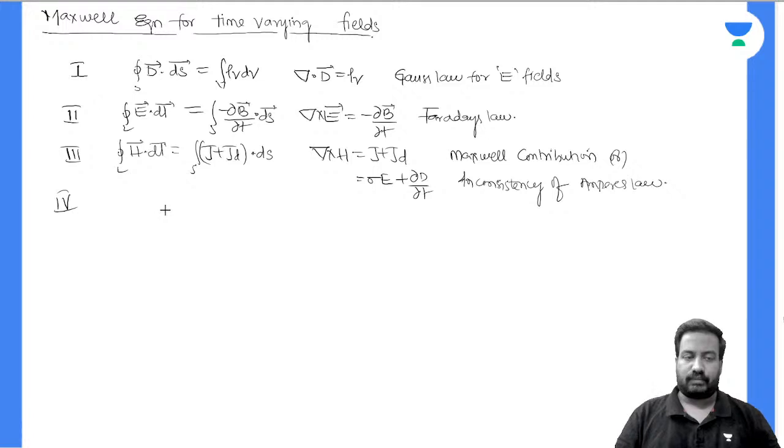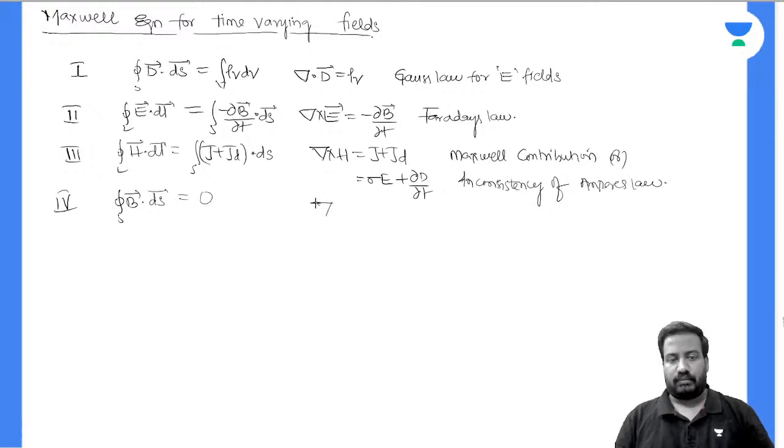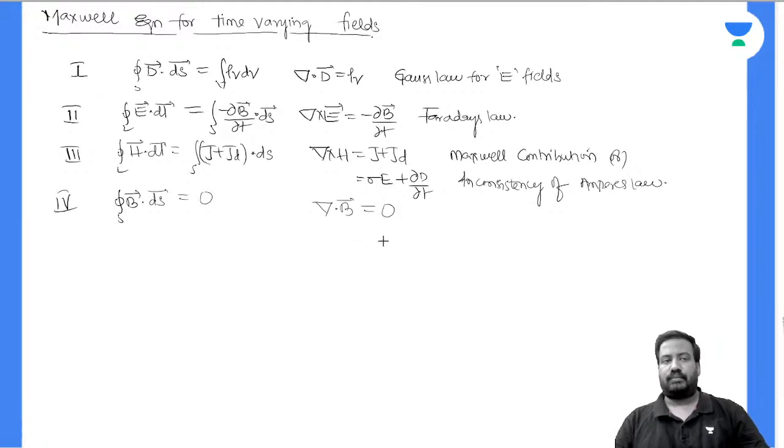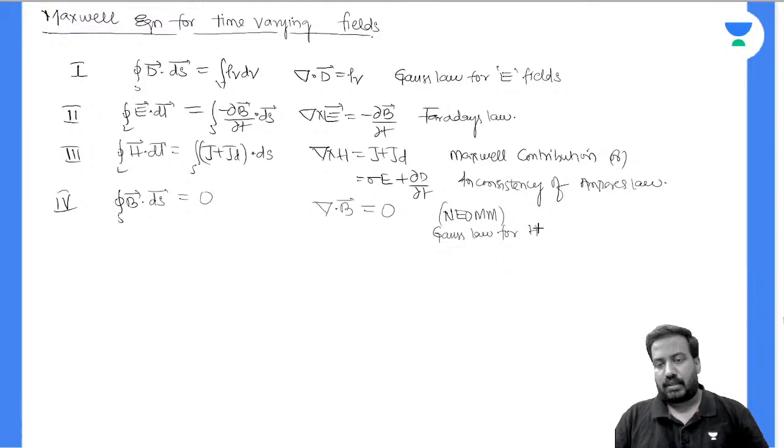Fourth one, closed surface integral of B dot dS is 0, which implies del dot B is equal to 0. This is from non-existence of magnetic monopole, also called Gauss law for magnetic fields.